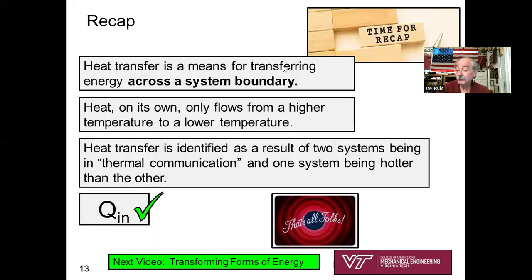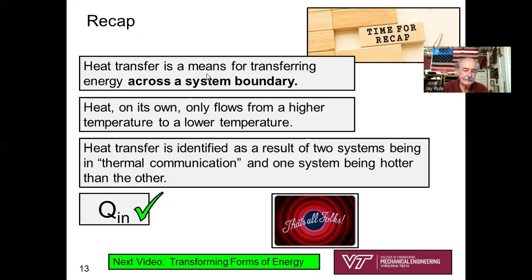Well, that brings us up to the recap pretty quickly. So what is our recap? Heat transfer is a means for transferring energy across a system boundary. And so I want to make the point here that heat transfer, similar to work, is a boundary phenomenon.